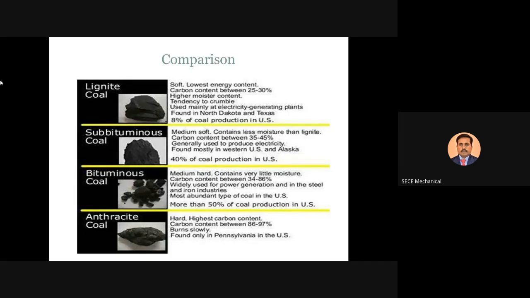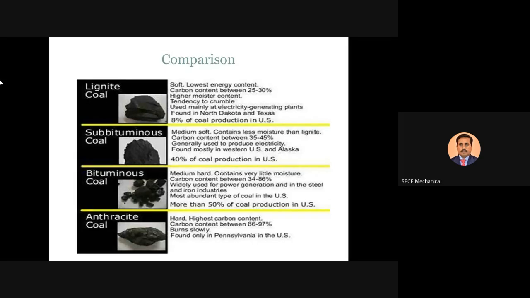Subbituminous is a medium-grade coal, soft in nature, and contains less moisture than lignite. Carbon content is a little bit higher, 35 to 45%. It is generally used to produce electricity. This is also about 40% of coal production in the US.